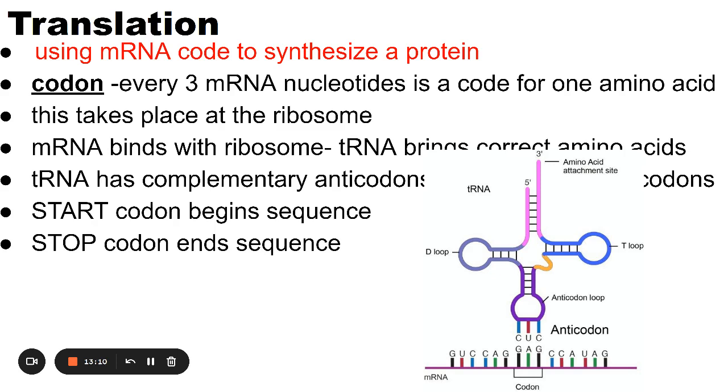There's a couple special codons. A start codon that says, okay, let's start building the protein here. And there's a stop codon that says, okay, we're done. The protein is finished. It can be released.